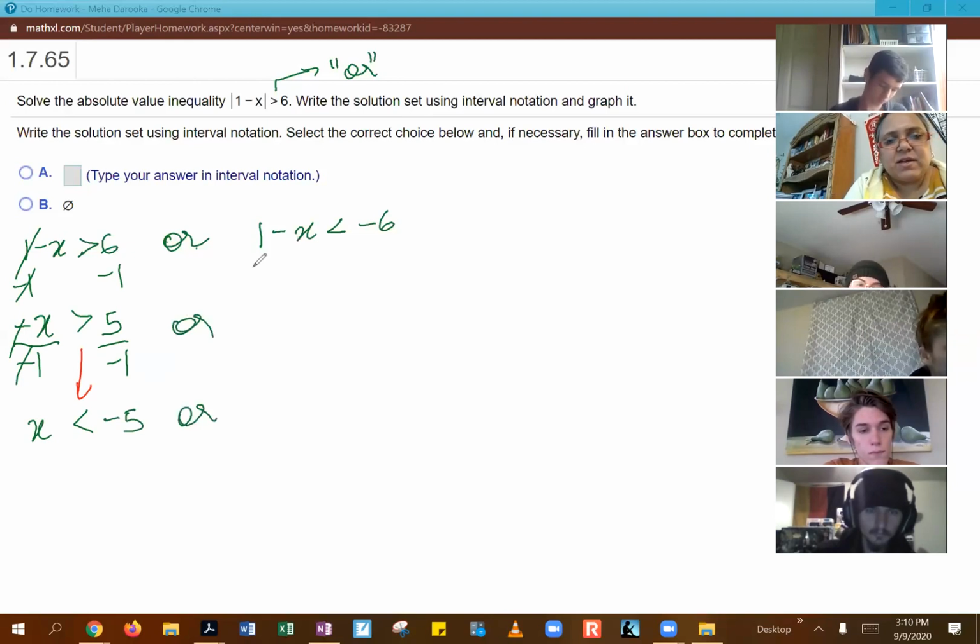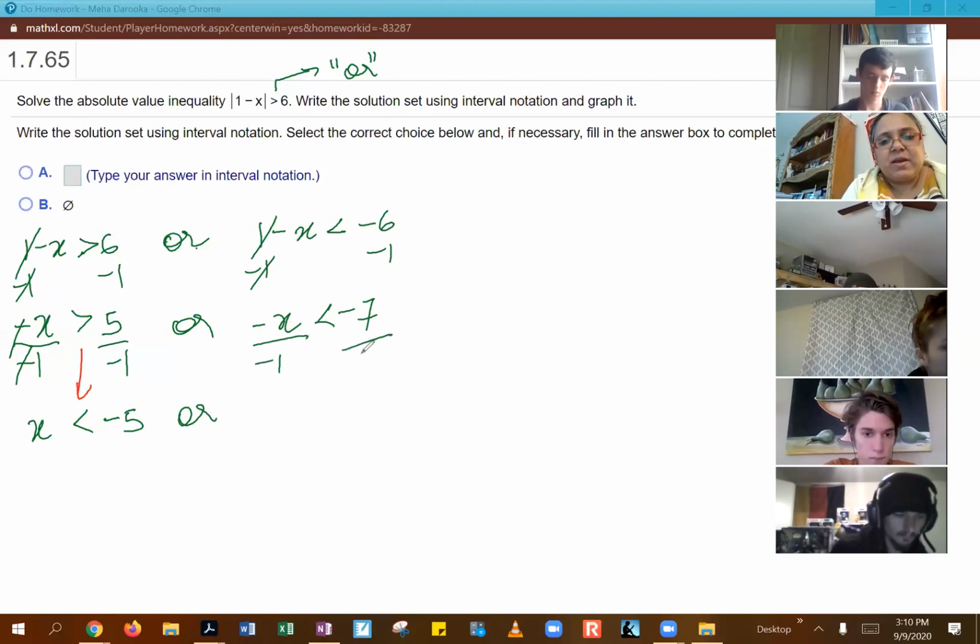And then on the other side, when we subtract that 1, we are again left behind with -x less than -7. So this is where you guys are getting that greater than. Again, change the direction of our inequality symbol, and x would be greater than 7.